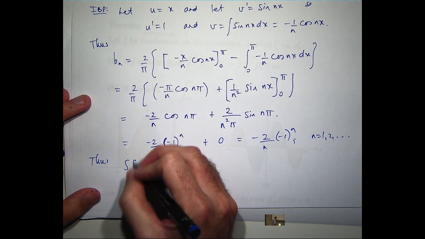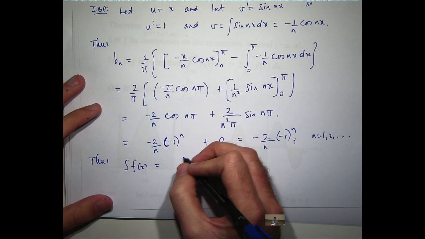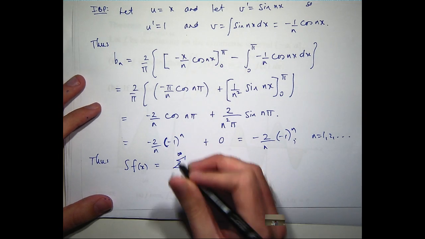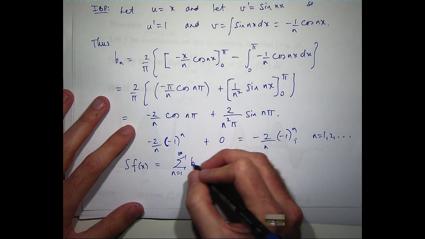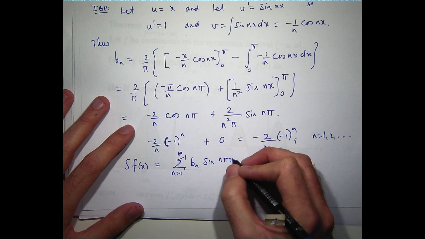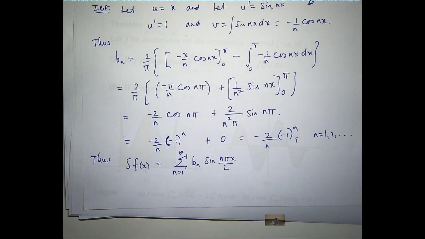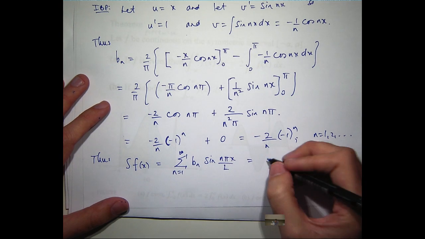So S f of x, which is the way I'm going to denote my series, well, I know the a naughts and the a n's are 0. So this is the general type of series I'll get. So let's replace b sub n with this.